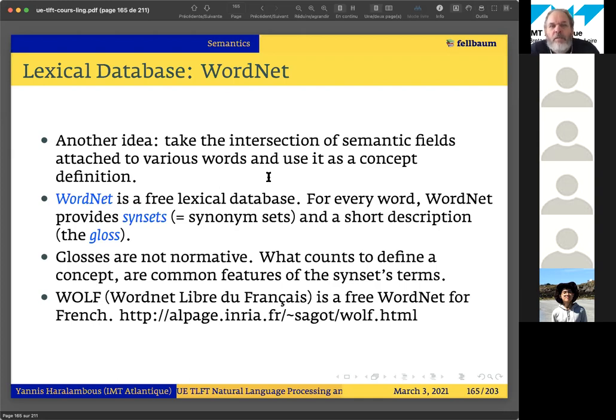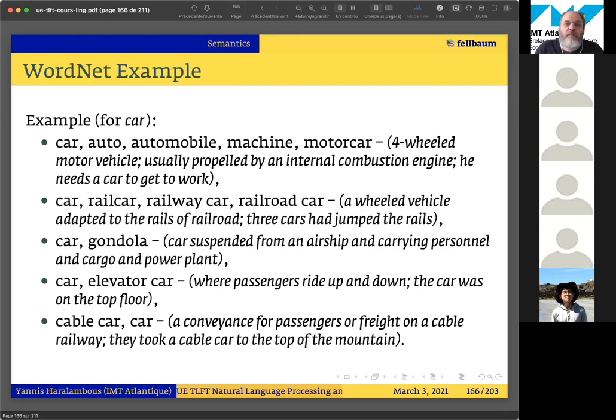So the idea is that we know that a given word can have many meanings. But if I give you many words, then you can infer the common meaning of these words. So, for example, let us take the word car. If you look into WordNet, you will see 5 entries. Each entry has a synset. These are synonyms for a given meaning. And this meaning is extracted mentally by you by thinking of the common possible meaning of these 4 words.